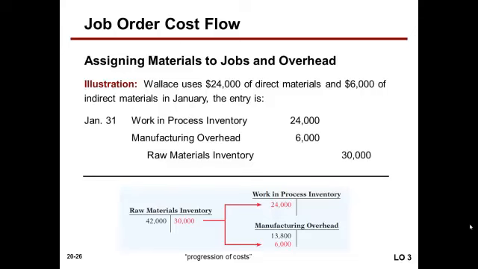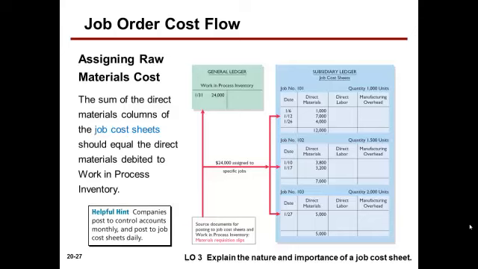A graphic of that entry. We've removed $30,000 from various raw material inventory accounts, moving $24,000 of direct raw materials into work in process, and the other $6,000 of indirect materials increases the manufacturing overhead account. In this example here, manufacturing overhead had a pre-existing balance of $13,008. We're increasing that by $6,000 in the current transaction. This is an example of progression of costs into work in process inventory and also manufacturing overhead.